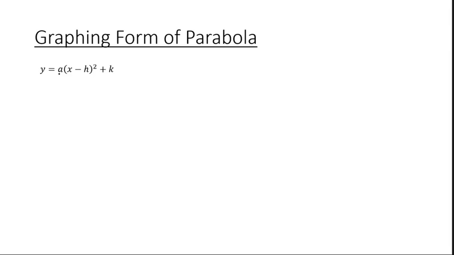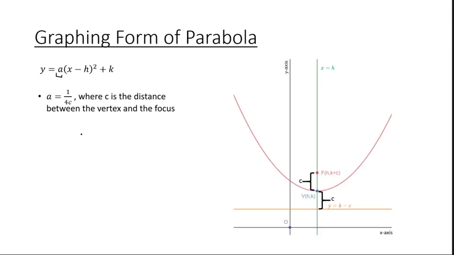Now, the letter a here in the front is equal to 1 over 4c. And as we mentioned, c is that distance between the vertex and the focus and the directrix. All right, so we can use this relationship in a little bit to write an equation given, let's say, the focus. And then here we see a picture. This kind of illustrates what we're talking about.